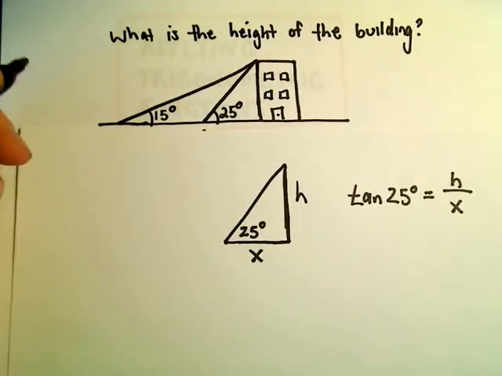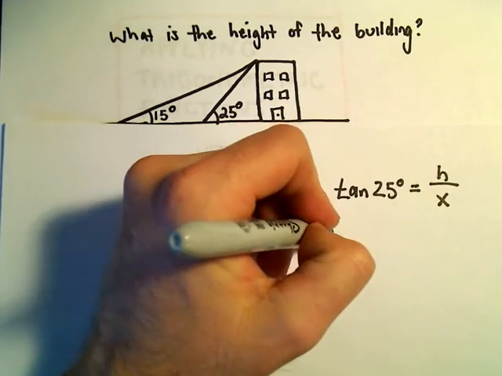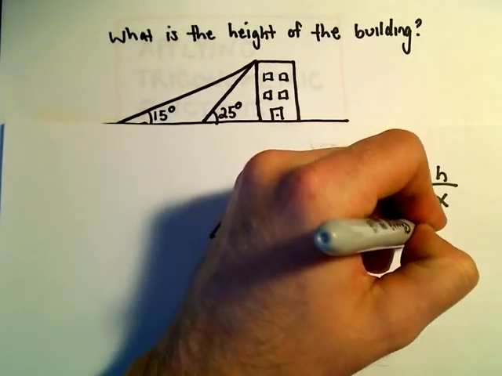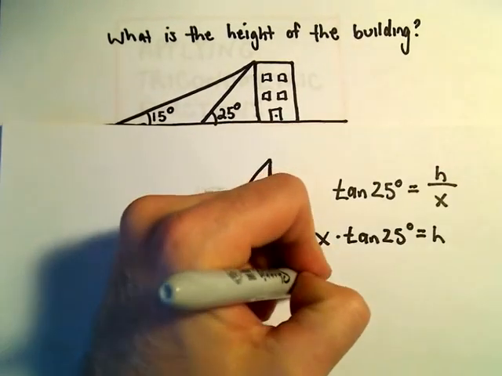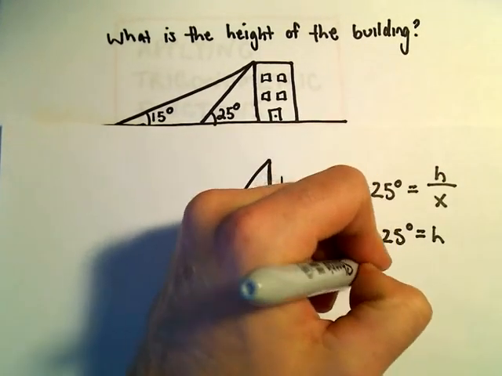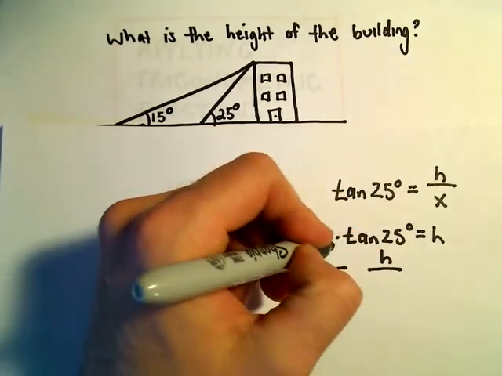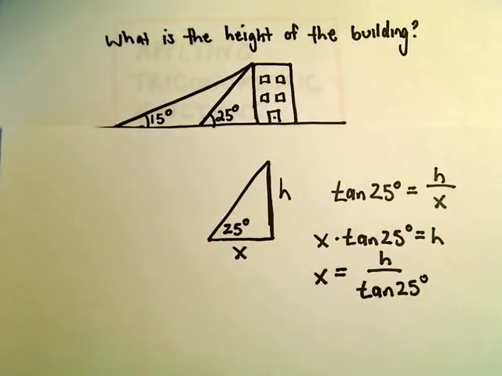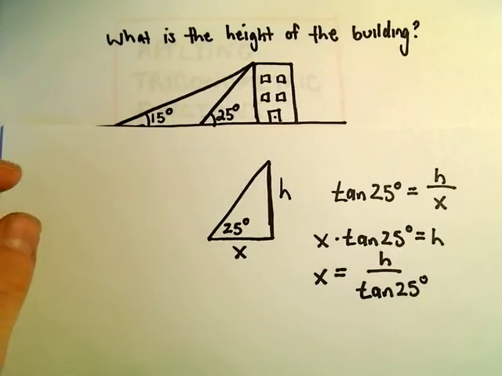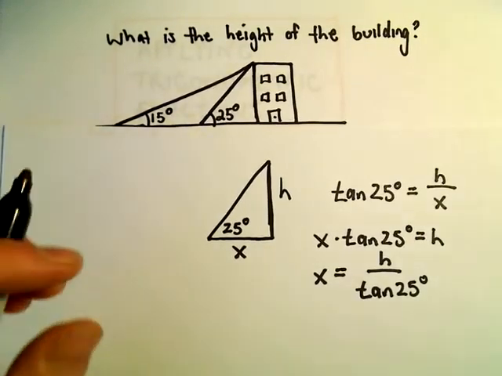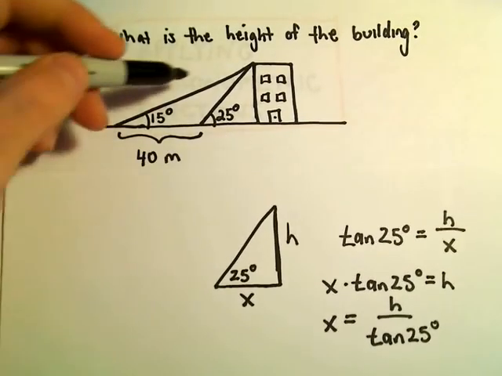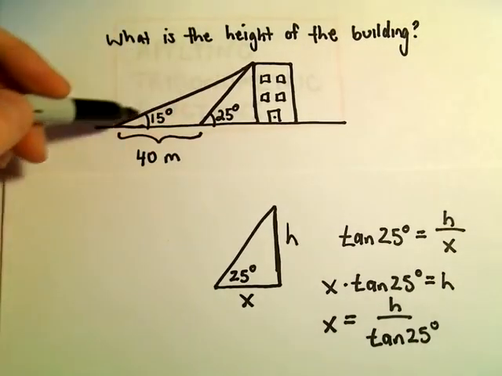And I'm going to solve for x. I can multiply both sides by x, so I'll get x times tangent of 25 degrees equals h. Then I can divide both sides by tangent of 25 degrees, and I'll get that x equals h over tangent of 25 degrees. Of course, you could totally turn tangent of 25 degrees into some decimal if that made you feel more comfortable.